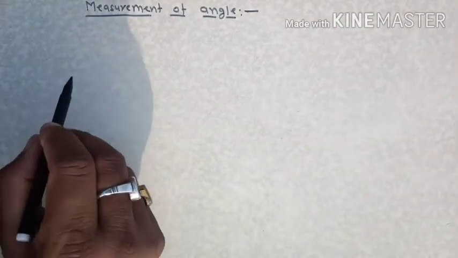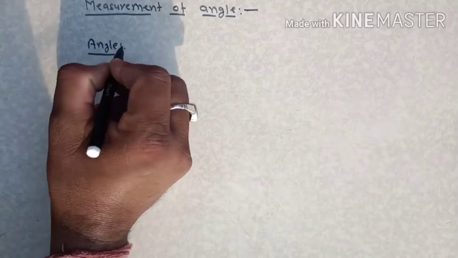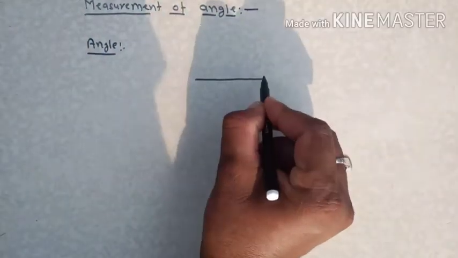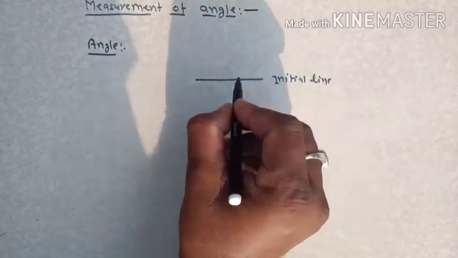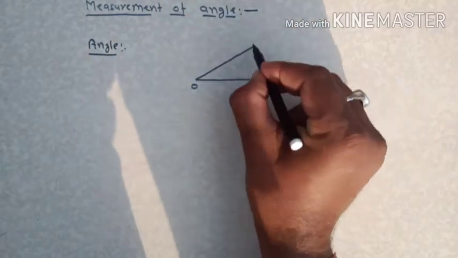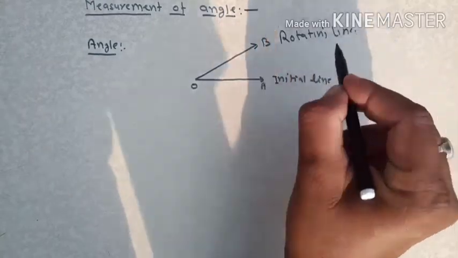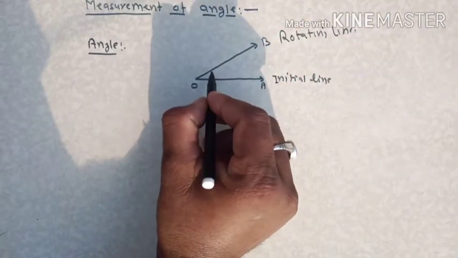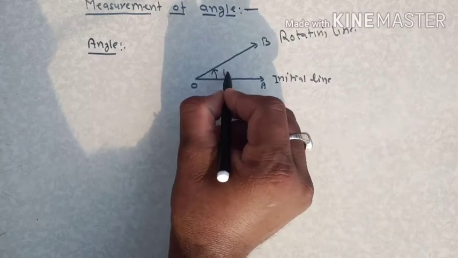Chapter number 3, trigonometry. So first topic, measurement of angle. So first of all we define angle. What do you mean by angle? Suppose this is initial line OA, and OB is rotating line. So the gap between initial line and rotating line is called angle, denoted by theta.